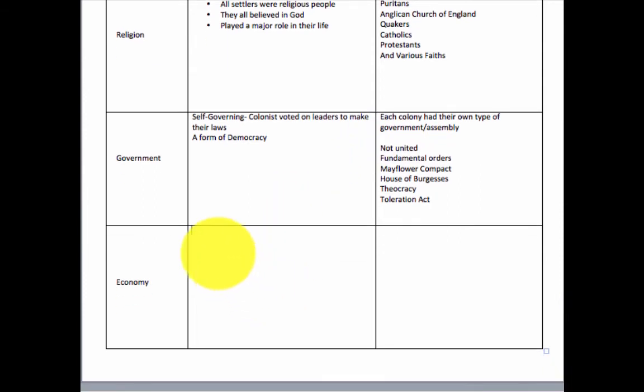And lastly, we're going to go to the economy. All of them are making money through natural resources. All colonies made money from natural resources from their environment, meaning they're finding things that they're able to either produce or sell based on things that they find within their region.